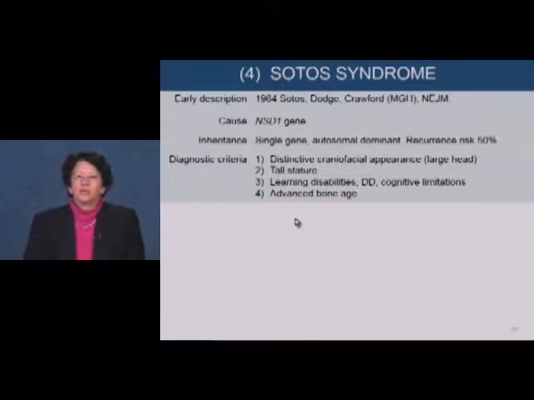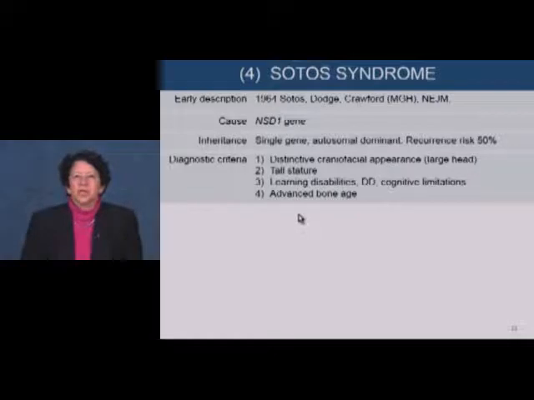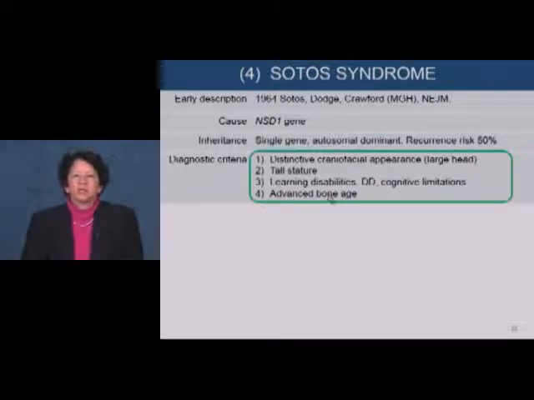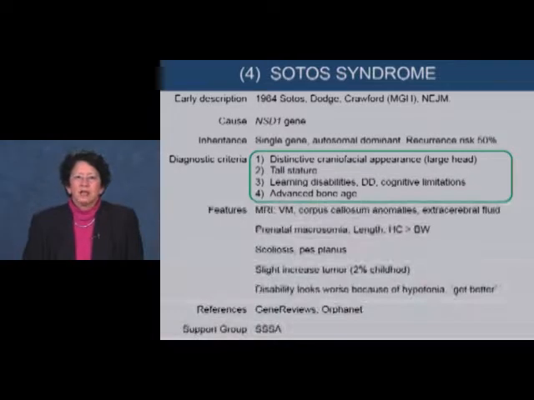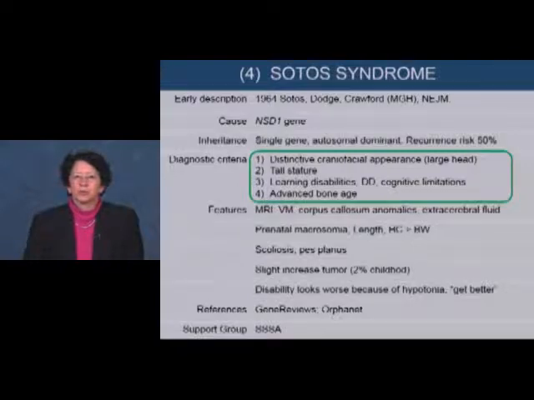It's rare, though, that we've seen adults have children. So this is also a clinical diagnosis. A distinctive appearance with a large head, tall stature, learning disabilities, developmental delays, cognitive limitations, and advanced bone age. For most pediatricians, they can reflect on their practice and say they see a lot of kids who are tall and have a large head and learning disabilities. But I'm going to try to convince you of how distinctive this is. There is a distinctive MRI finding with large ventricles, corpus callosum anomalies, extracerebral fluid.